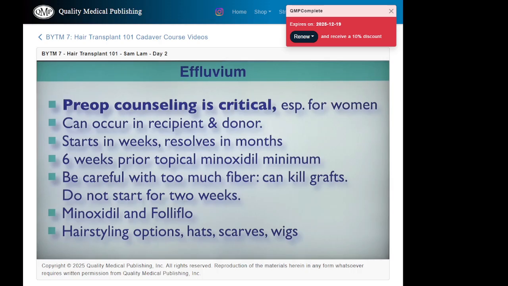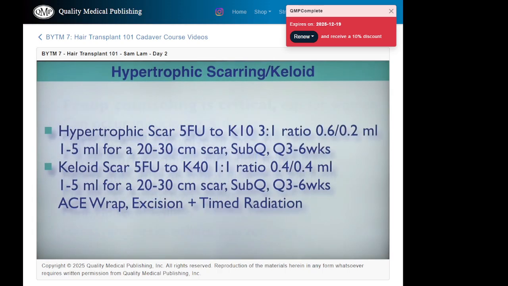I told you about fibers 2 weeks early on. Be careful, you may kill grafts. The follicle that I made, I think it's great for hair shedding. Hairstyling options, I told you about all these things as camouflage. Hypertrophic scar versus keloid.